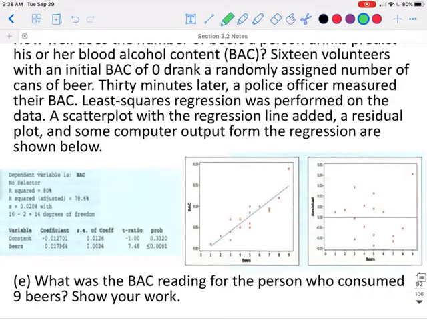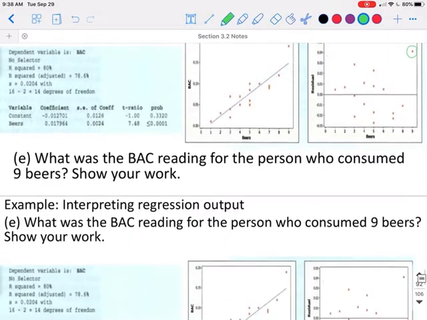What was the blood alcohol content reading for a person who consumed 9 beers? So we don't actually have the value itself, but we can find what we predict, and we know what the residual is. So from there, we can calculate what their actual reading was.